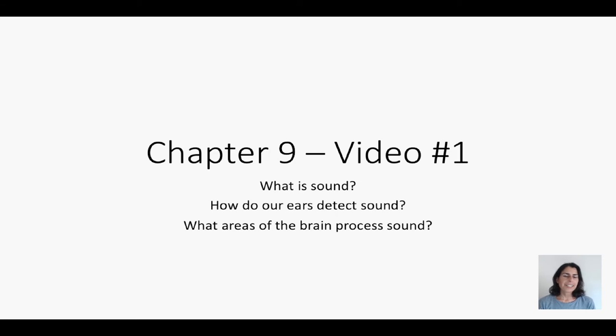So welcome to Chapter 9. This is video number 1. We're going to take a look at what sound is, how our ears detect sound, and then how the brain processes that information that the ears bring into the nervous system.